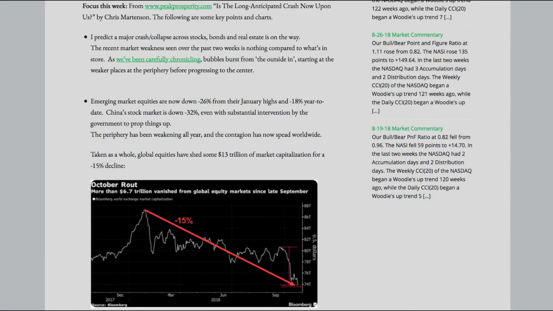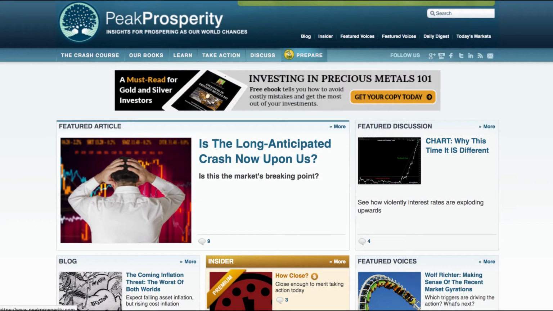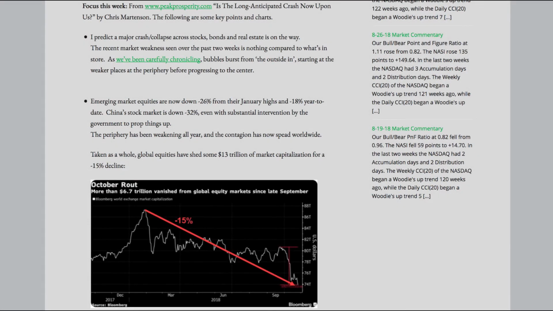Focus this week from www.peakprosperity.com. Is the long-anticipated crash now upon us? By Chris Martenson. The following are some key points and charts. I predict a major crash collapse across stocks, bonds, and real estate is on the way. The recent market weakness seen over the past 2 weeks is nothing compared to what's in store.